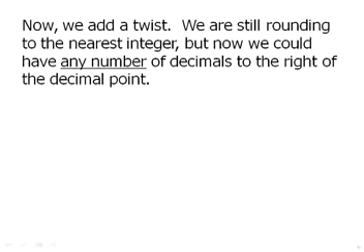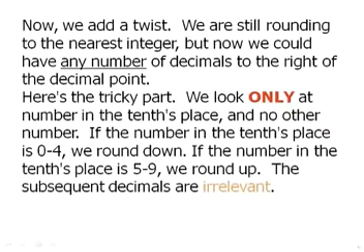Now we add a twist. We are still rounding to the nearest integer, but now we could have any number of decimals to the right of the decimal point. Here's the tricky part. We look only at the number in the tenths place and no other number. If the number in the tenths place is 0 to 4, we round down. The number in the tenths place is 5 through 9, we round up. The subsequent decimals, anything beyond the tenths place, is absolutely irrelevant.